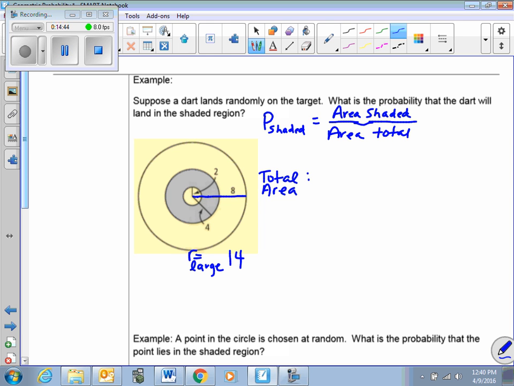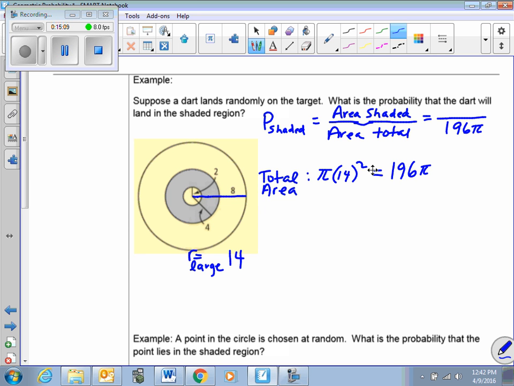Okay, so the total area is pi times 14 squared. So that's going to be 196 pi. All right, so there's my total area. I'm going to go ahead and put that up here.